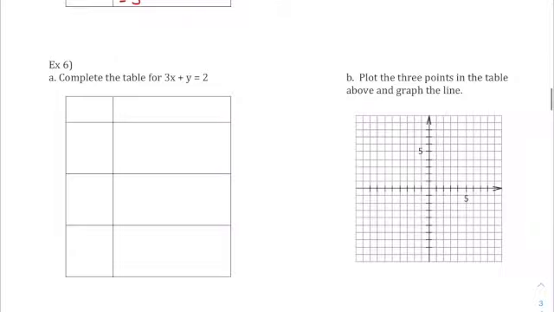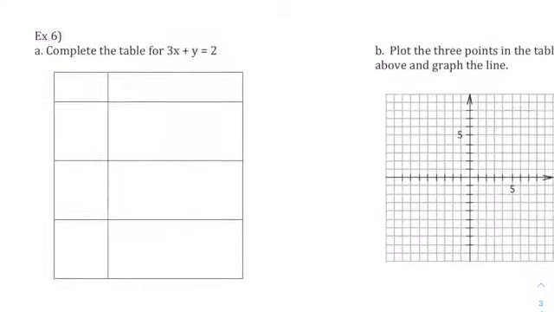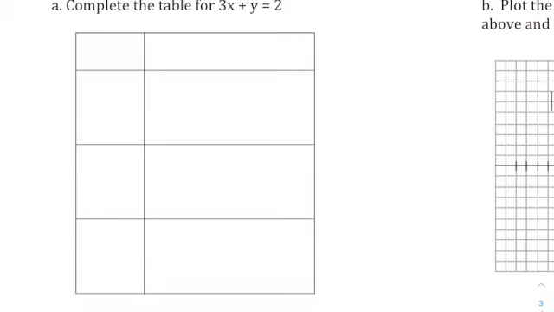Example 6 has a little bit different form. And the little different form has no difference. You still plug it in. Now the thing is, because it's not in the y by itself form, you might have to do a little bit more solving. So in this case, I'm going to just pick the same thing. X is right here. On this side is just 3x plus y equals 2. So I'm going to solve it and figure out what y equals. This is y. And the equation I'm using is 3x plus y equals 2.